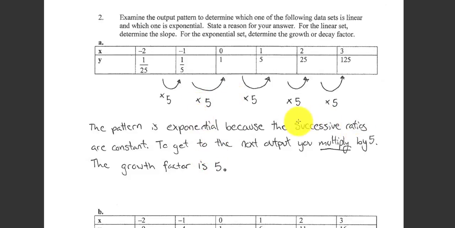But I like to use this phrase, right? If the successive ratios are constant, meaning, remember, ratio is division. If I divide two numbers that are next to each other and get the same answer, that will be my growth factor if the number indeed is greater than 1, right?